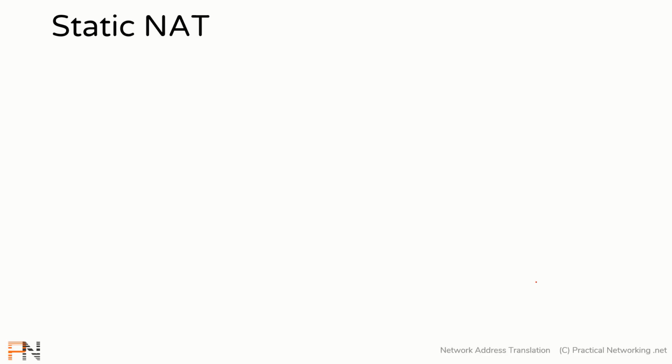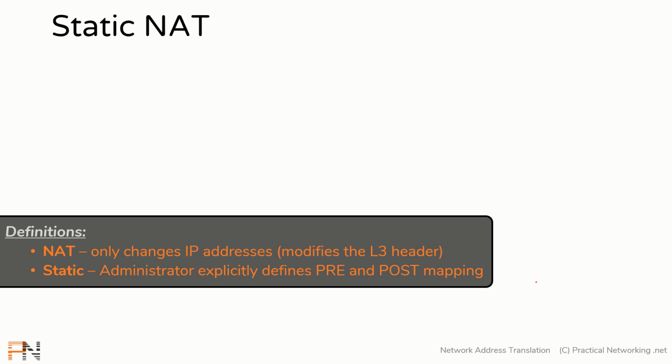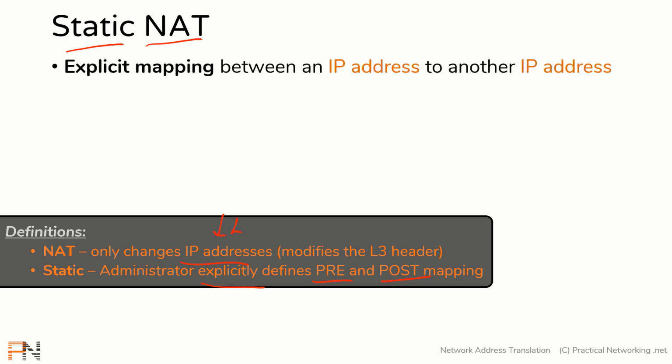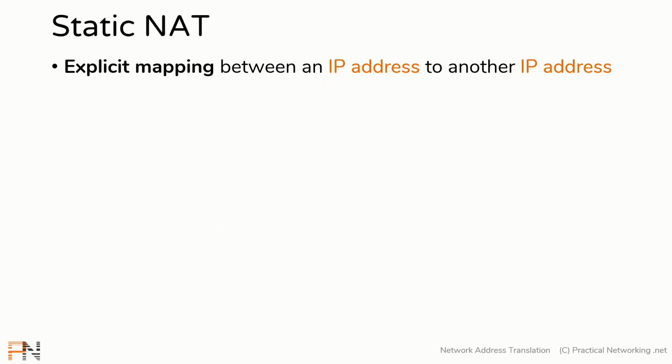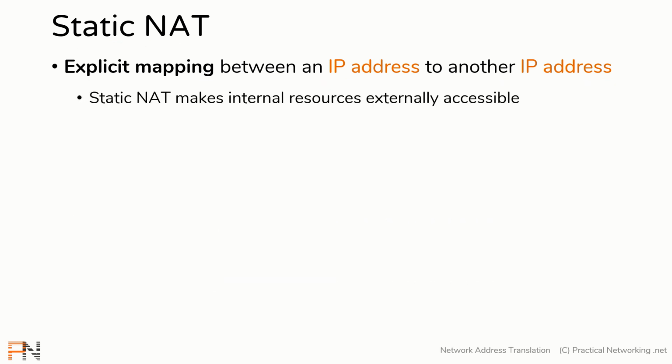So if we pull up our definitions that we learned from the NAT terminology lesson, we know that a NAT is a modification of just the IP address, and we know that a static translation is an explicit mapping between the pre-translation IP address and the post-translation IP address. If we combine those, we then get a definition for static NAT as an explicit mapping between a pre-translation IP address and a post-translation IP address. The overall goal of a static NAT is to make an internal resource externally accessible.